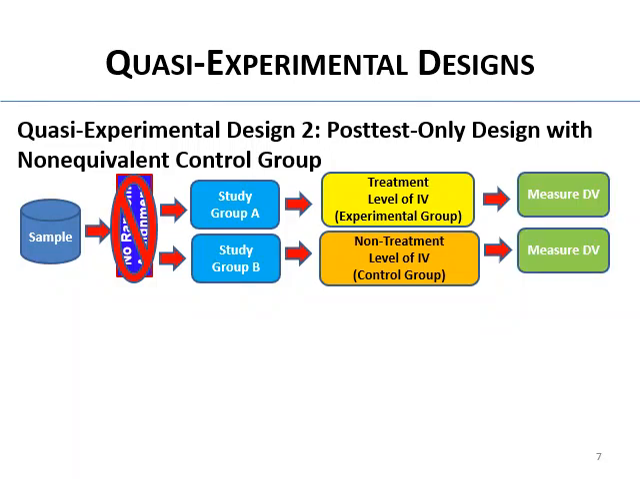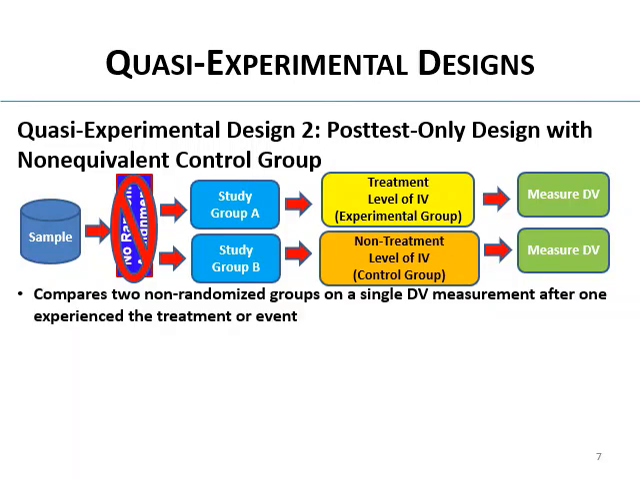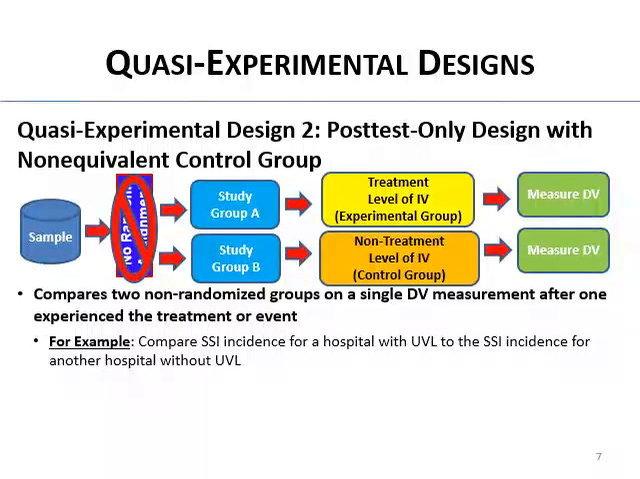And you measure the DV. So there is a comparison group here, but there's just a post-only measure. That's why it's called the post-test only design with non-equivalent control group. So you compare two non-randomized groups on a single DV measurement after one experiences the treatment or event or whatever it happens to be, and the other one did not. So, for example, you could compare surgical site incidents for a hospital with ultraviolet light machines to the SSI incidents for another hospital that doesn't have ultraviolet light machines. So possibly you can have an actively manipulated IV. You could work at that hospital and determine what machine they bought, for example.